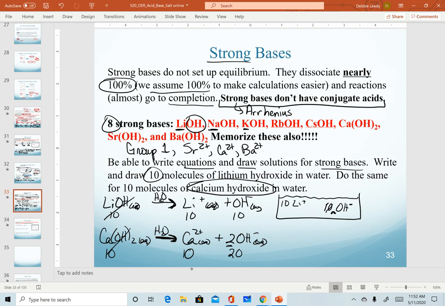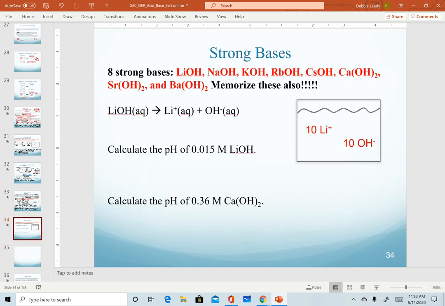Strongest and best recommendation I can make is to always write the equation for what a substance is doing in water, because the common mistake I see is students forgetting about the 2-to-1 ratio here. And so for this solution, we produce 10 calciums and 20 hydroxides. So again, here's our drawing for lithium that we already did. So now we want to calculate the pH of each of these solutions.